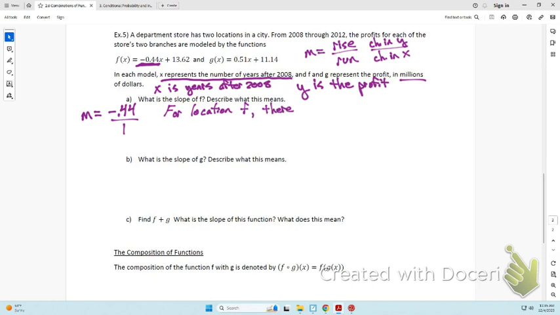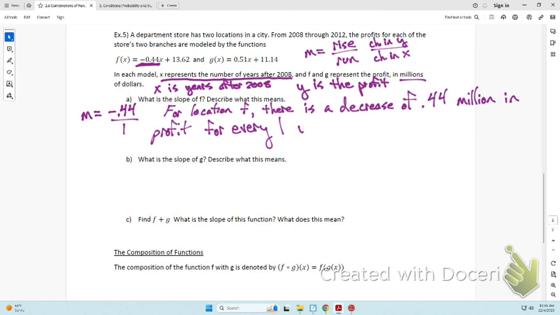there is a decrease. We're going to talk about y, remember, of 0.44 million in profit for every 1 year after 2008. Maybe hit pause and try and do the same with function g.